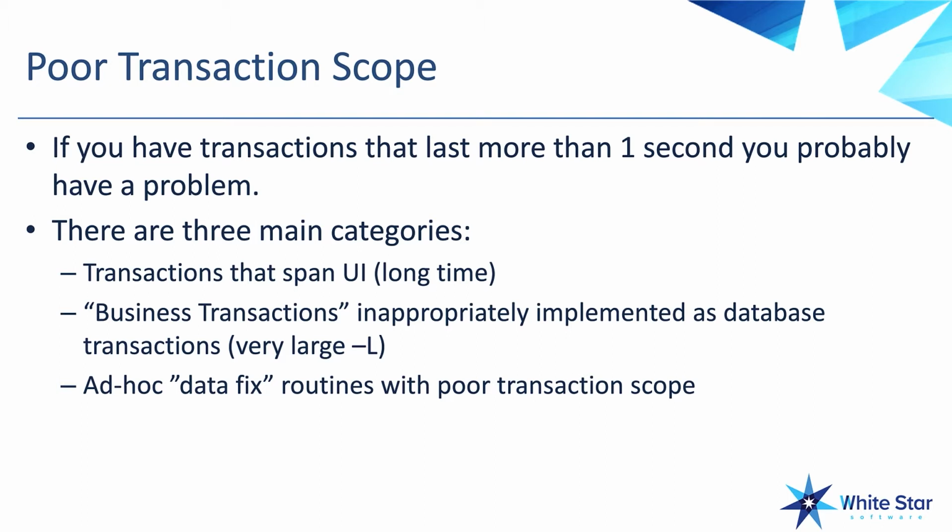There are three main categories of these sorts of things: transactions that span across user interface interaction. In other words, they run for a long time while the user is busy doing something. Business transactions that are inappropriately implemented as database transactions. These tend to use a very large -L, for instance. Uppercase L, the lock table. And ad hoc data fix routines with poor transaction scope. These are the three main categories of transactions that cause problems in a Progress database.